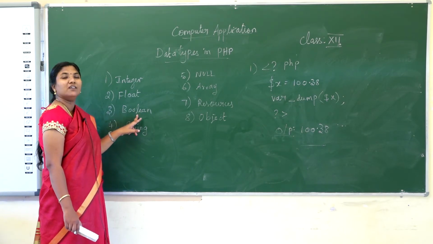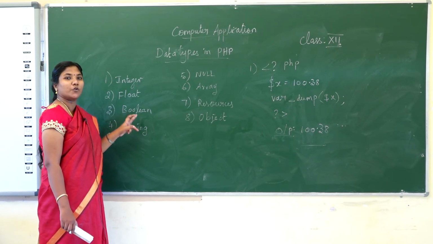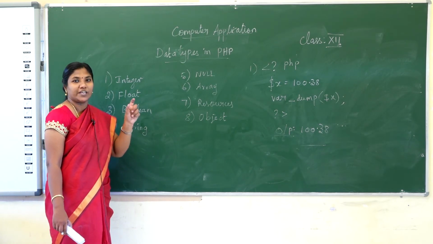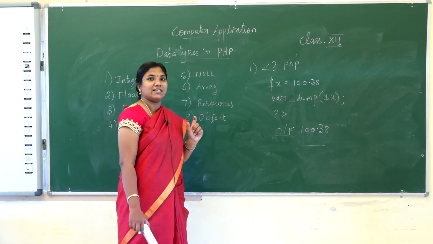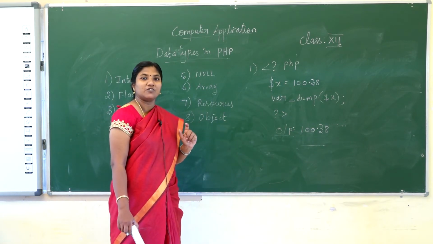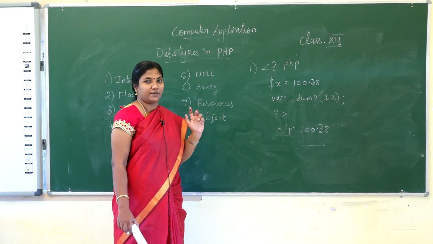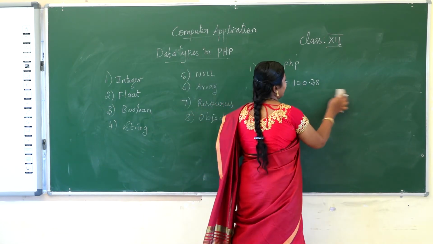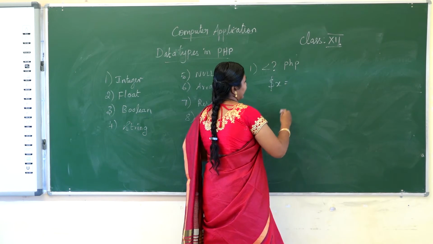And next, Boolean. You know very well Boolean is for true and false. True and false we will be giving as the word TRUE and the word FALSE. For printing such Boolean values you have to use the echo statement, because true and false are words with characters.